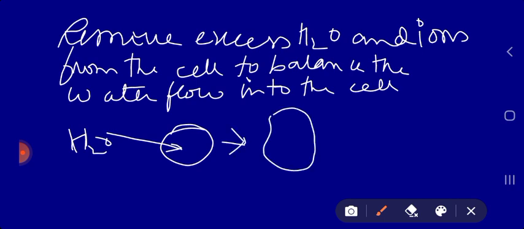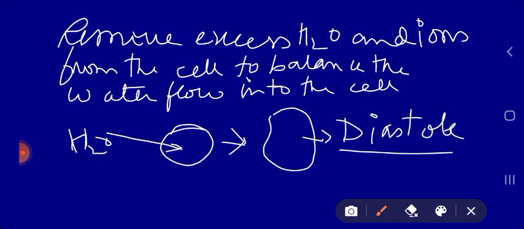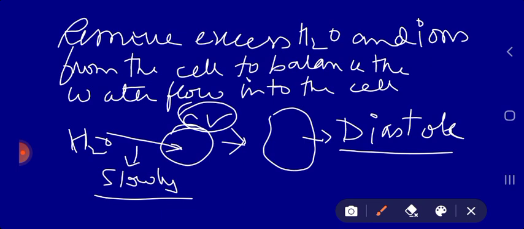Now this enlarged contractile vacuole is called diastole. Okay, don't get confused with the heart diastole, systole, diastole. So when the contractile vacuole is slowly taking the water, this is the contractile vacuole, I'm writing a CV. Now it is called diastole. It is slowly taking the water inside, and the contractile vacuole enlarges. It becomes big in size now. Now this is called diastole.